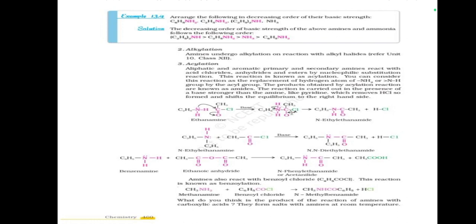You can consider this reaction as the replacement of the hydrogen atom of NH2 or >NH group by the acyl group. The products obtained by acylation reaction are known as amides. The reaction is carried out in the presence of a base stronger than the amine, like pyridine, which removes the HCl so formed and shifts the equilibrium to the right hand side.